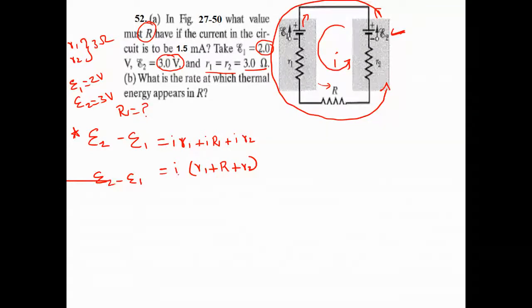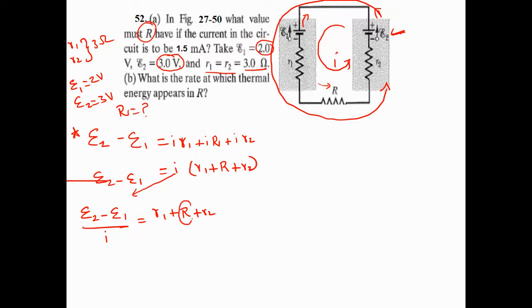Now we are going to find the value of R. So these are all in multiplication form, so I can take this current to the left hand side of the equation. So my equation becomes (E2 minus E1) divided by current, which is exactly equal to r1 plus R plus r2.